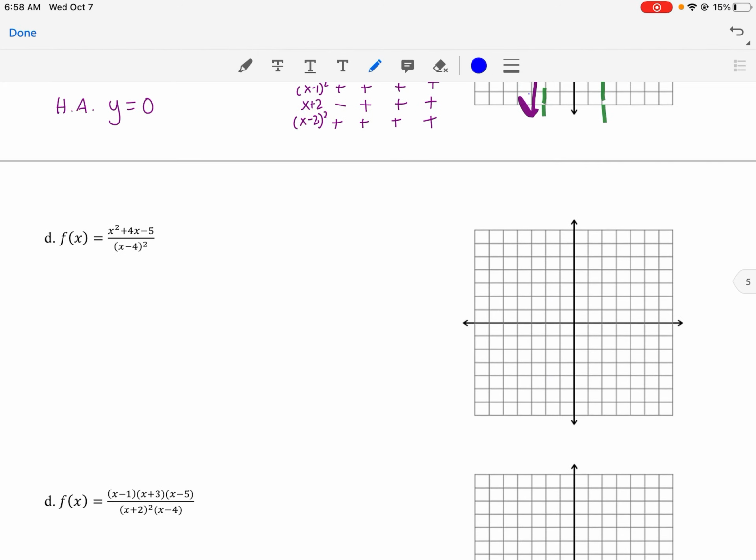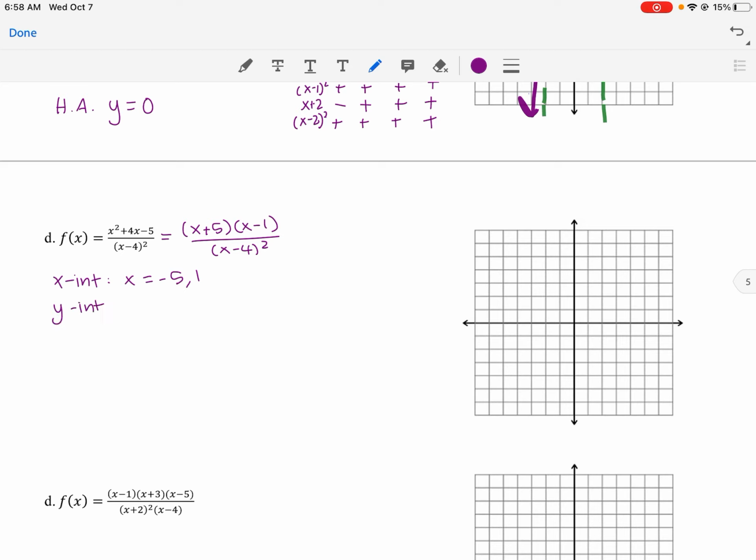Okay. We've got another example here, so let's take a look. Let's first of all factor the top. So we have x plus 5, x minus 1, all over x minus 4 squared. Okay, our x-intercepts here are -5 and a positive 1, setting the numerator equal to 0.